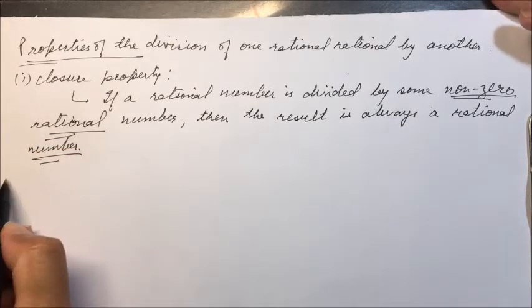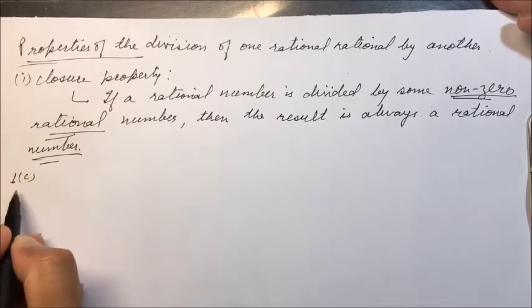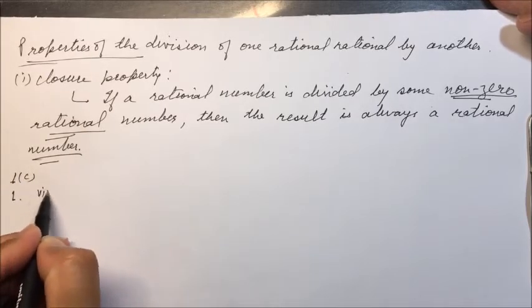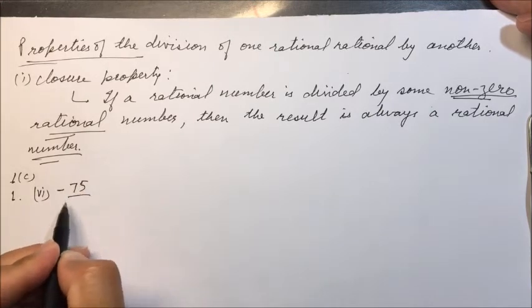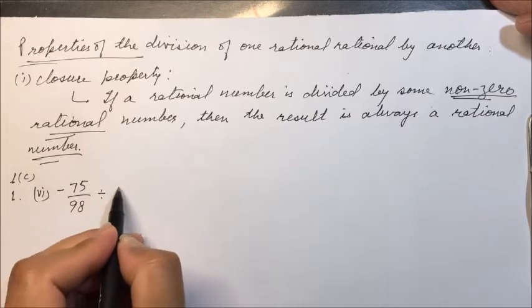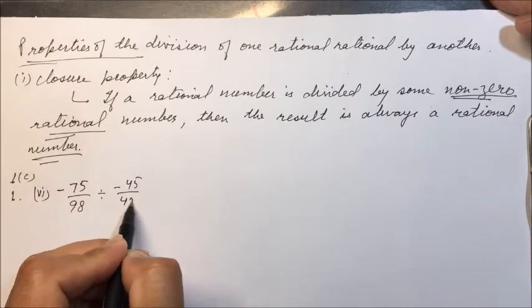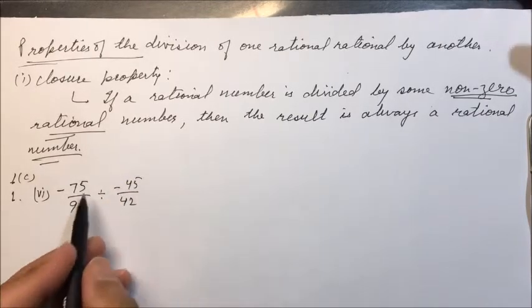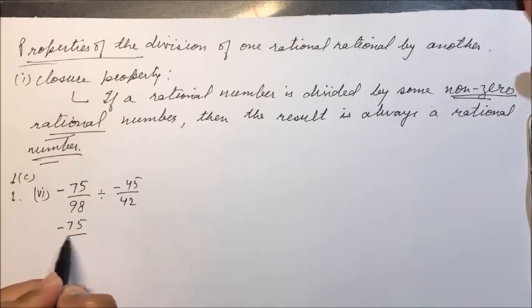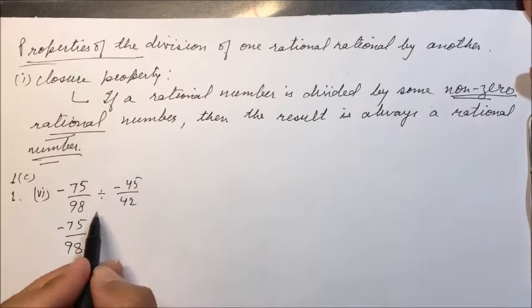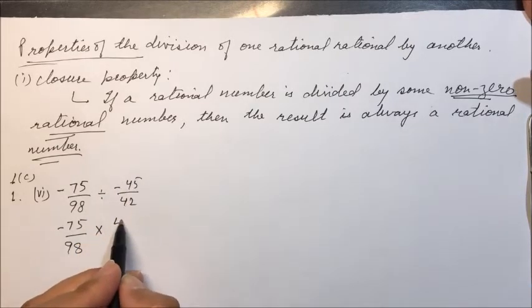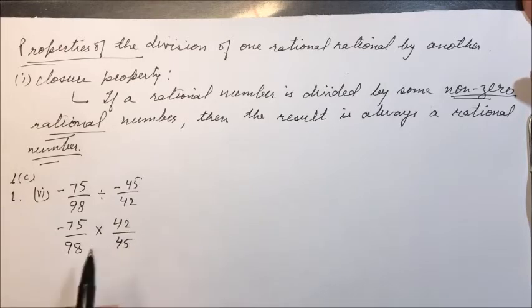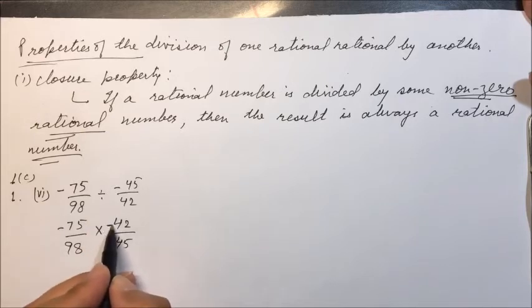So for example, I am taking exercise 4C again. First question, sixth part. The number is given: minus 75 upon 98 divided by minus 45 upon 42. We have to find the result. So minus 75 upon 98. Here we take the inverse, so multiply and take the reciprocal of this. It will be 42 upon 45. The minus sign we can put here, here or here. I am putting it here.